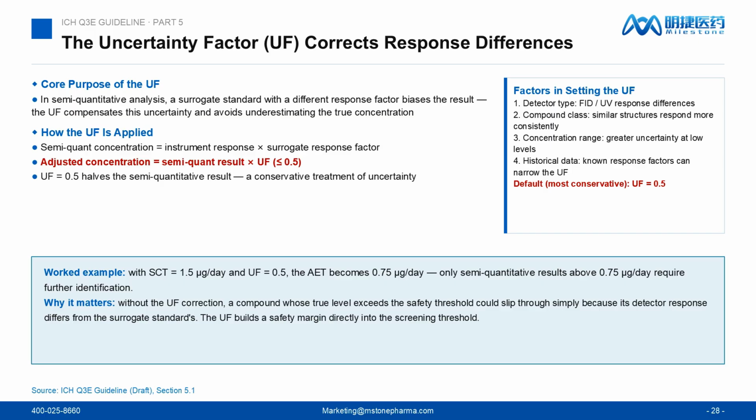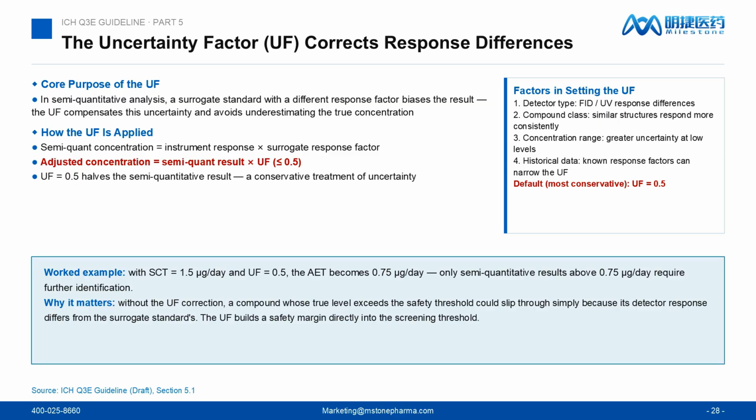Default value, 0.5, the most conservative choice, applied when you have no compound-specific response data. Its effect, the AET equals SCT times UF divided by daily dose. With SCT of 1.5 and UF of 0.5, the AET becomes 0.75 micrograms per day. Notice the direction: uncertainty makes the threshold stricter, not looser. Only results above this deflated threshold demand identification.